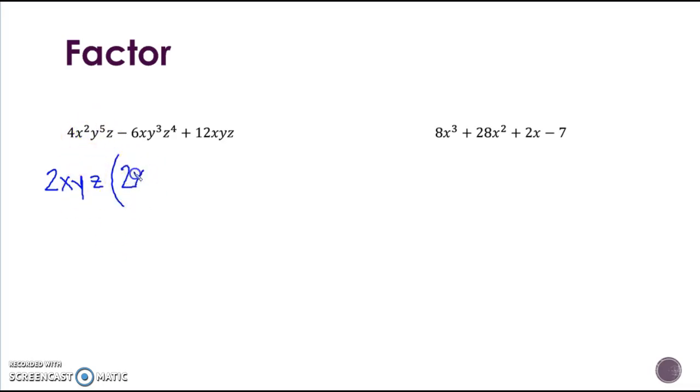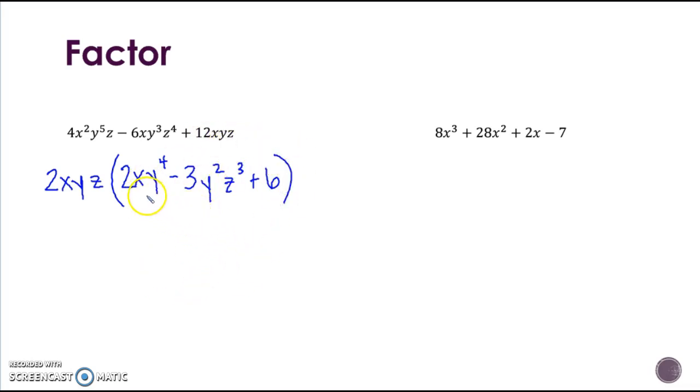X squared divided by x is x, y to the 5th divided by y is y to the 4th, and then the z's cancel. Negative 6 divided by 2 is negative 3. The x's cancel. We get 3 minus 1, or y squared, and 4 minus 1, or z cubed. 12 divided by 2 is 6. My x's cancel, my y's cancel, my z's cancel, so I'm done.